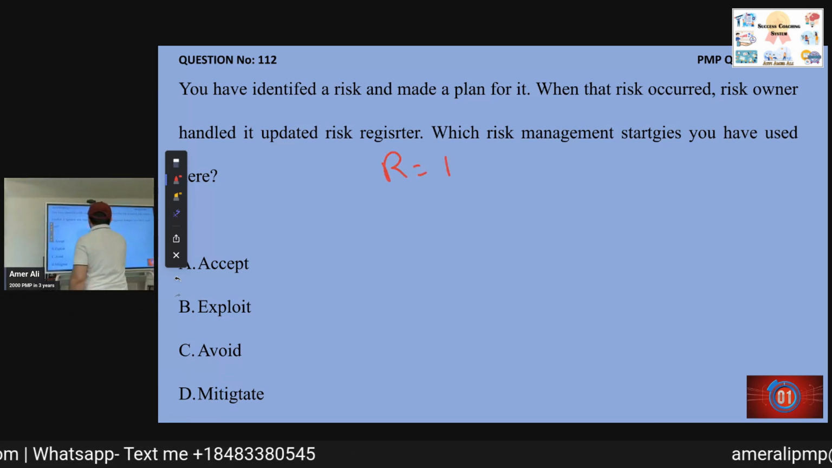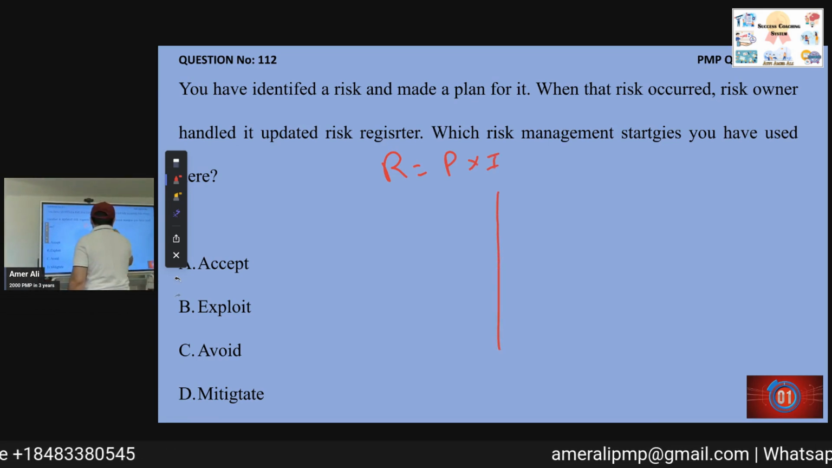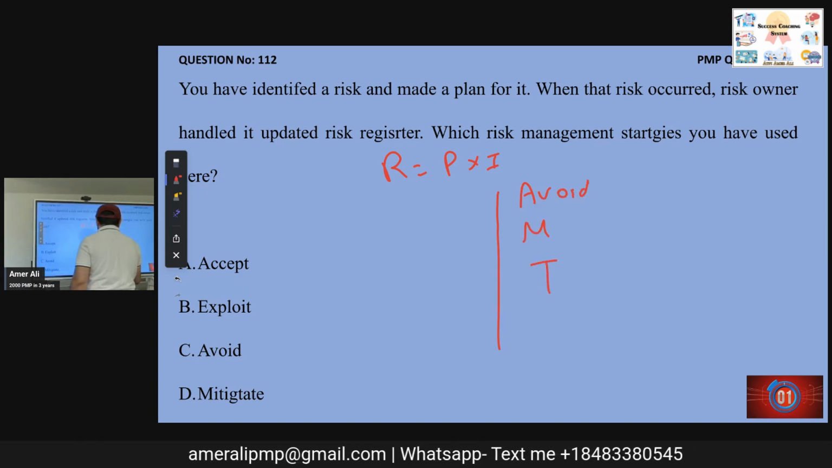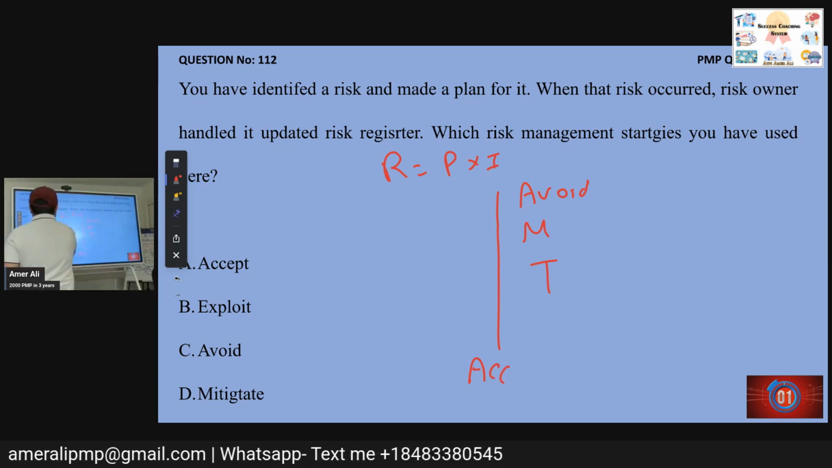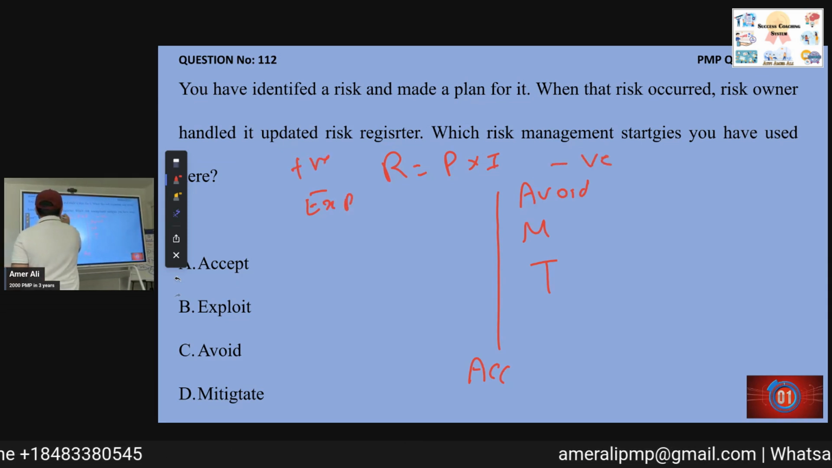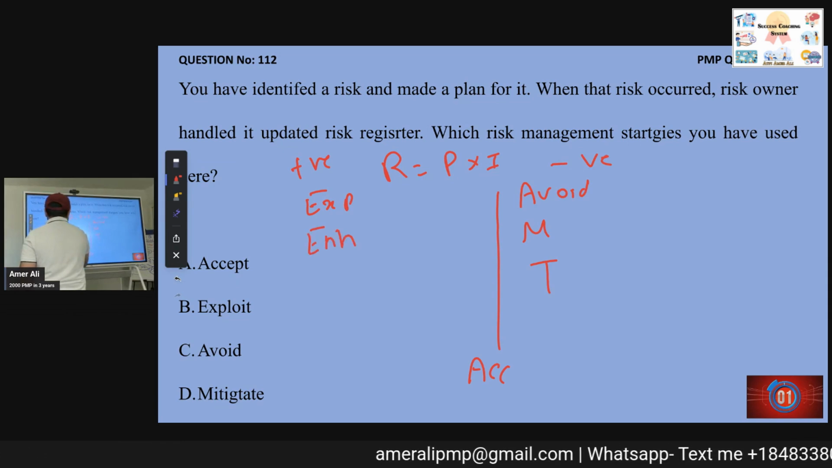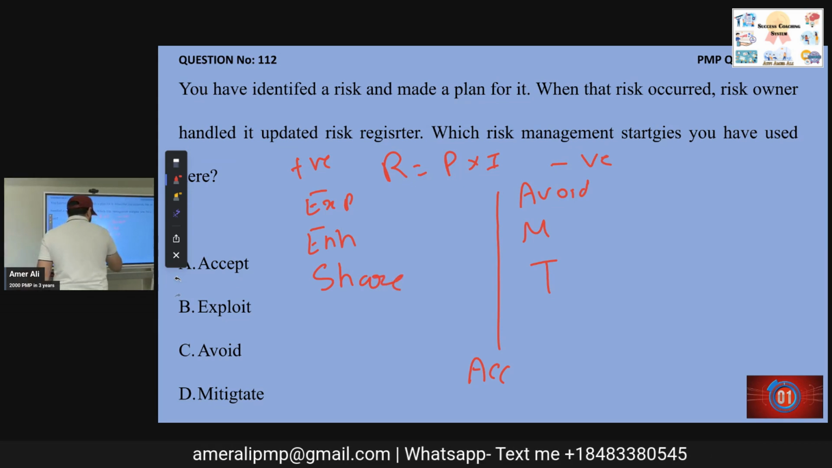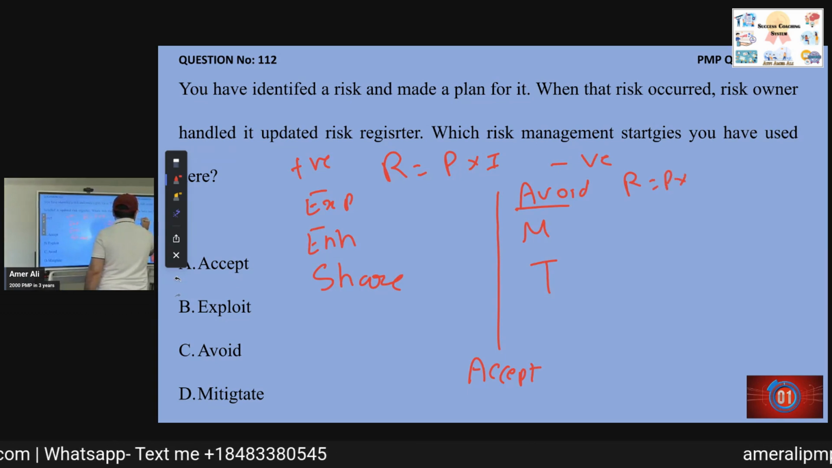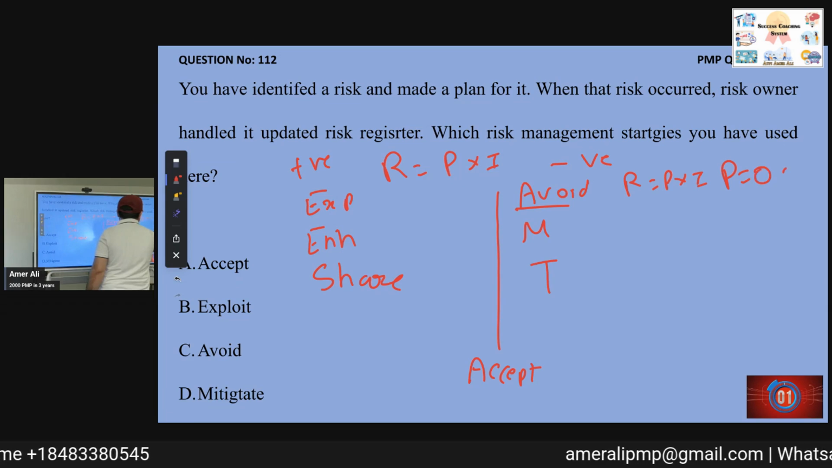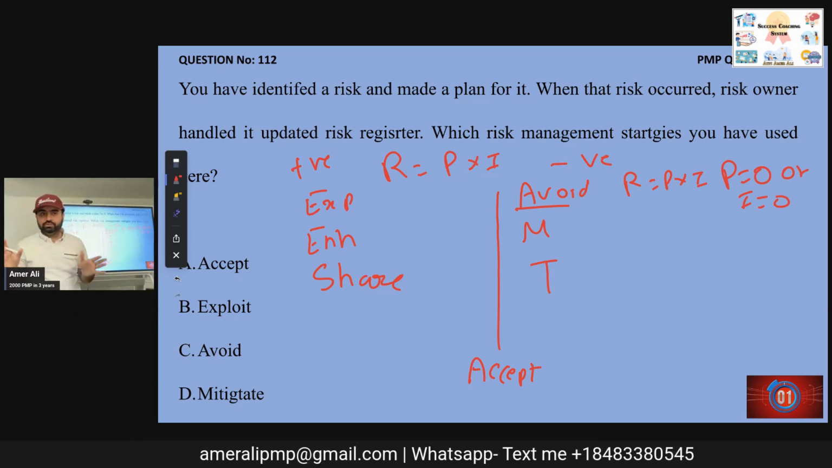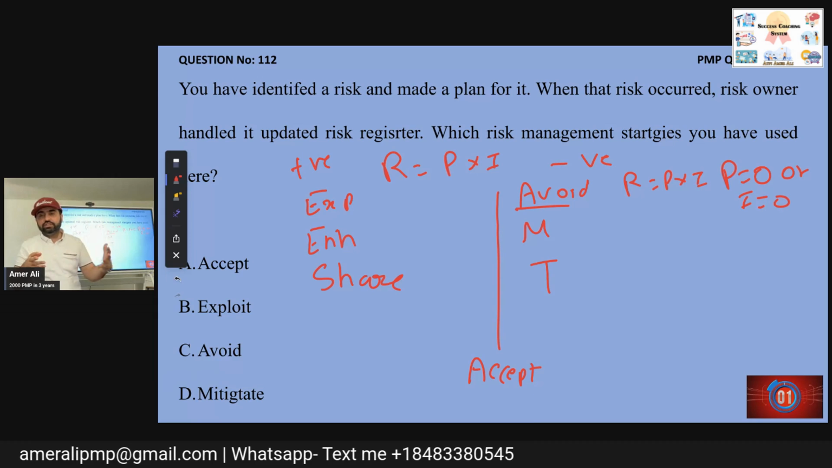Risk is probability into impact. Avoid, mitigate, transfer, accept, exploit. This is negative risk. This is positive risk: exploit, enhance, share, accept. Avoid: risk is probability into impact. You make probability 0 or impact 0. 0 multiplied by anything automatically becomes 0.